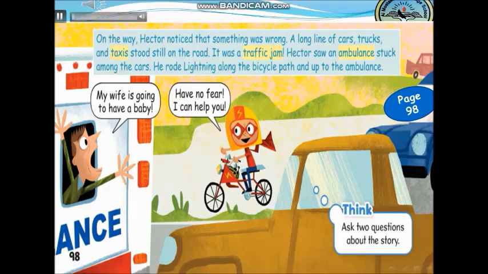On the way, Hector noticed that something was wrong. A long line of cars, trucks, and taxis stood still on the road. It was a traffic jam. Hector saw an ambulance stuck among the cars. He rode Lightning along the bicycle path and up to the ambulance. My wife is going to have a baby. Have no fear. I can help you.